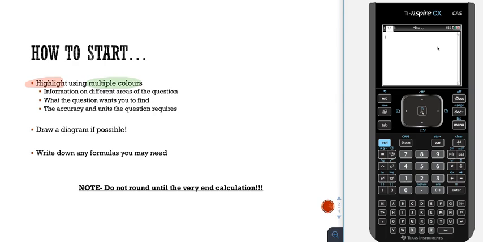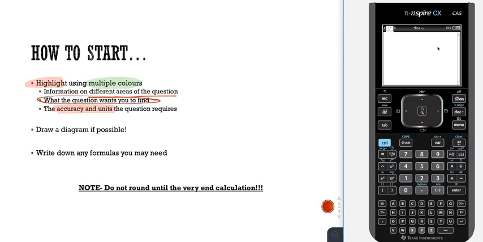And also highlight the accuracy. So what units do I need to have my answer in? Do I need to do a conversion? And how accurate do I need to be? Are we talking 2 significant figures or 3 decimal points? So highlighting using multiple colors is always a good way to start.